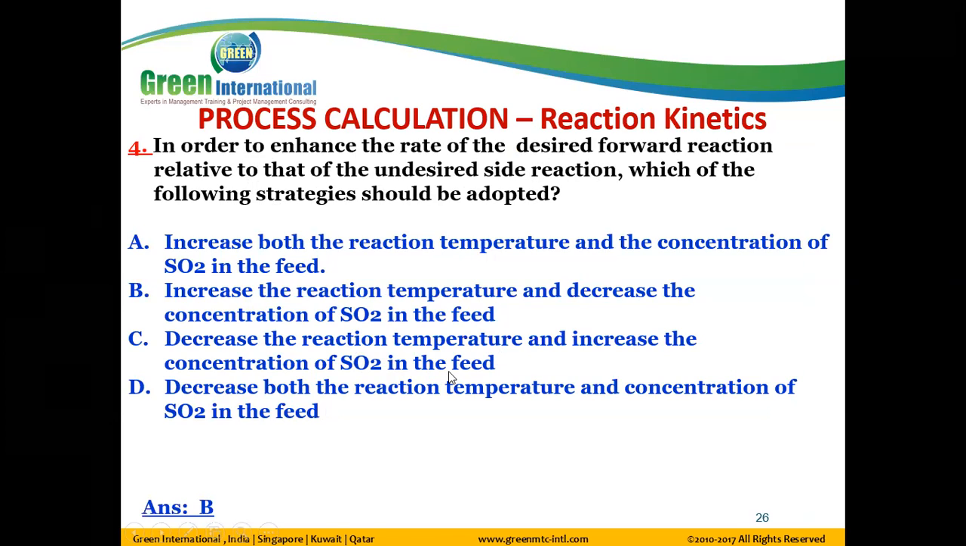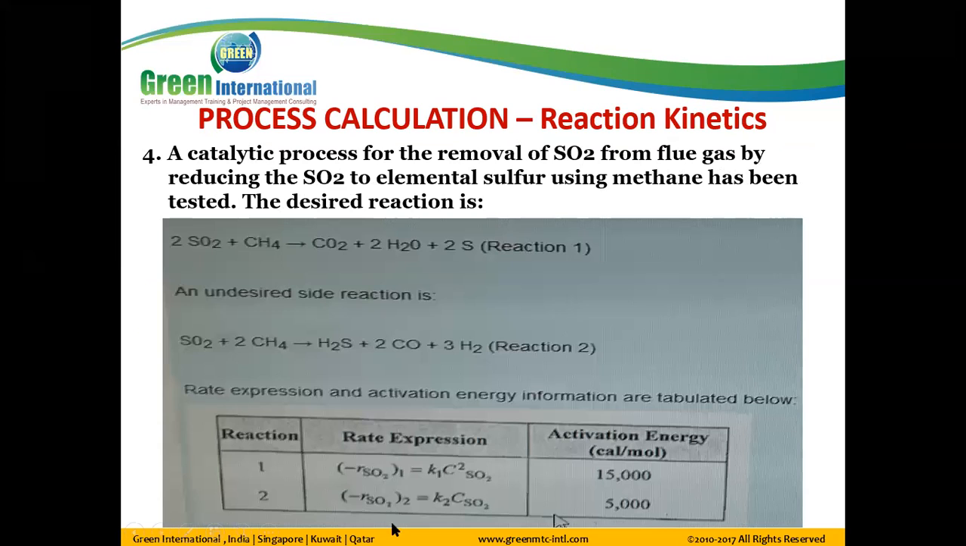So the right answer here is B: increase the reaction temperature and decrease the concentration of SO2 in the feed. That will favor the forward reaction. Why? Because by increasing the temperature, the activation energy means it will favor the first reaction more, and by reducing the concentration, again it will go more toward the first reaction, the main reaction.